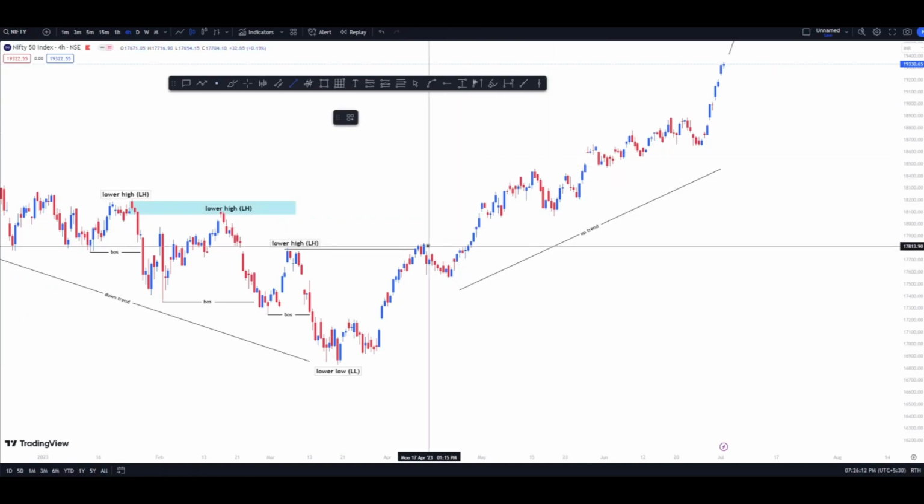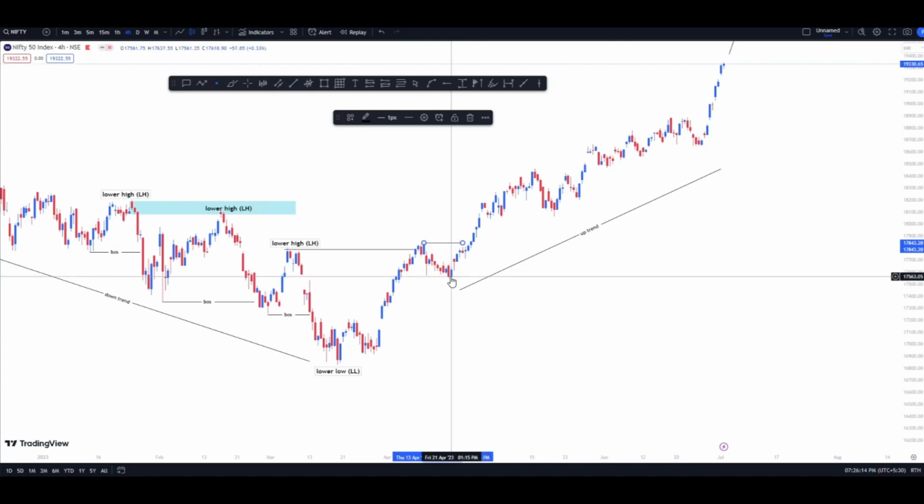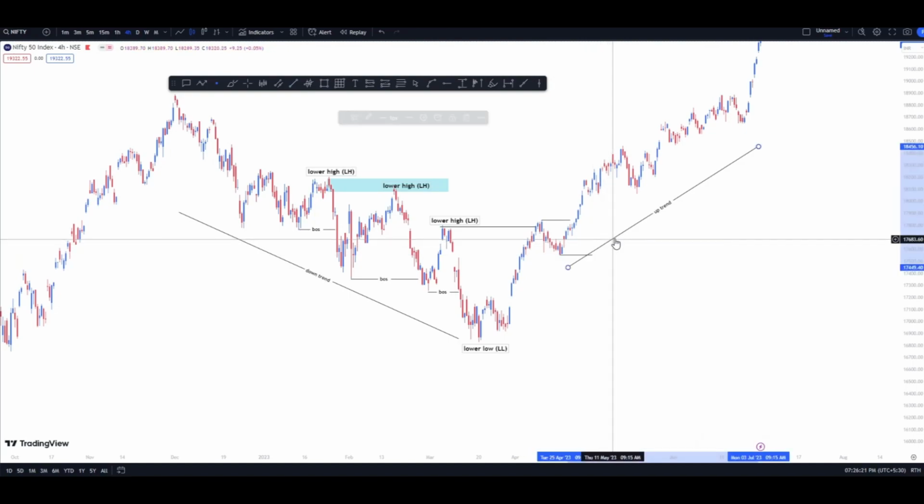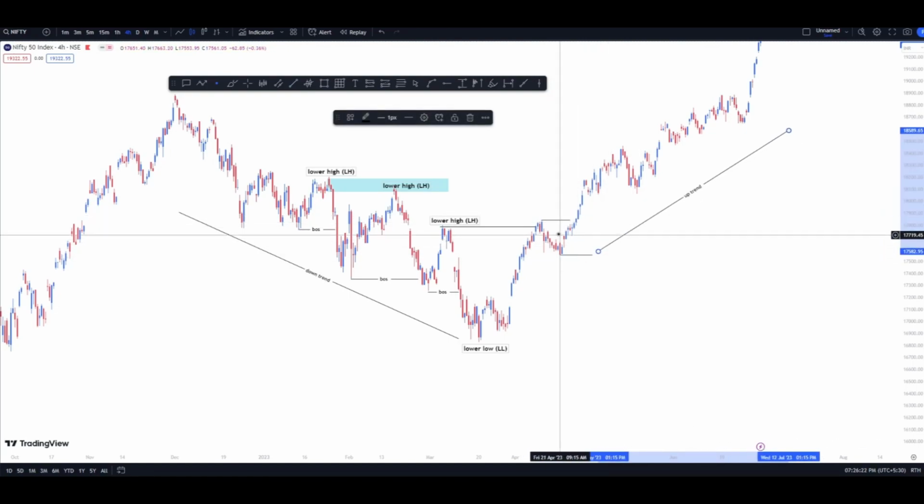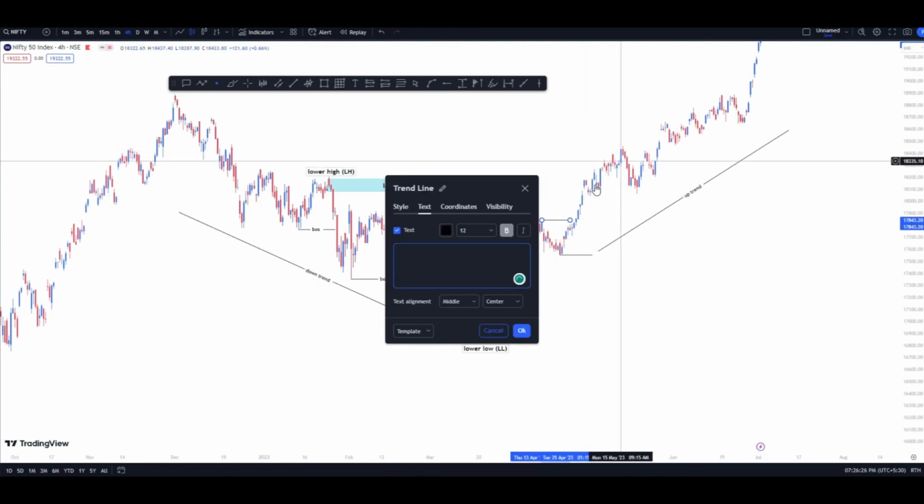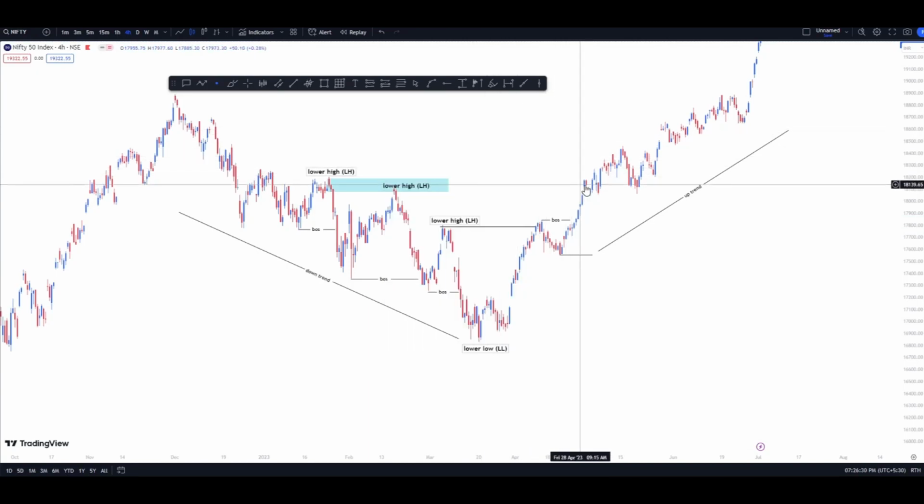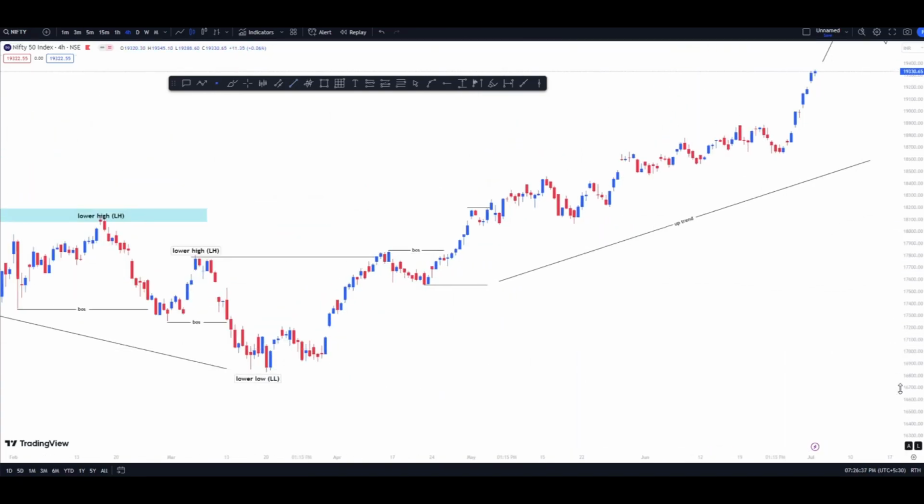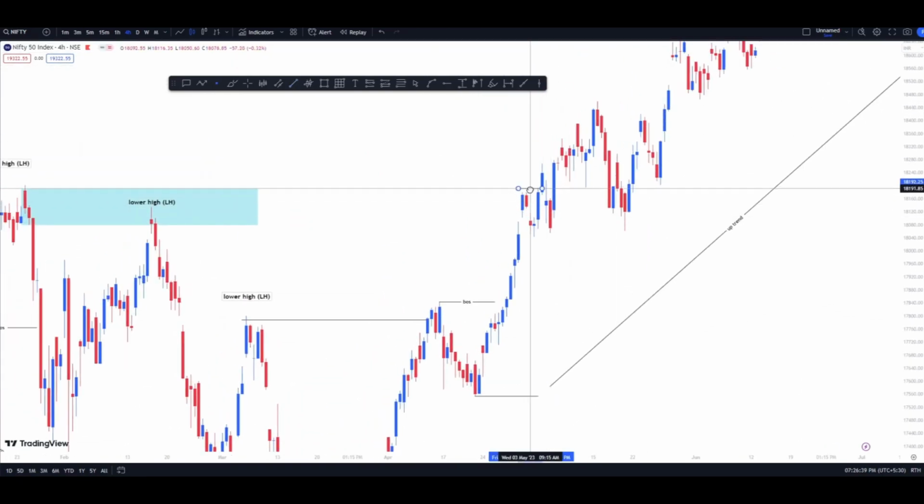So here you can see that this is our low, this is our high, this is our low, this is my first, this is just a low and a high. Okay, after a break of structure, BOS, we made a new high. This is the new high. Then price took a pause there.